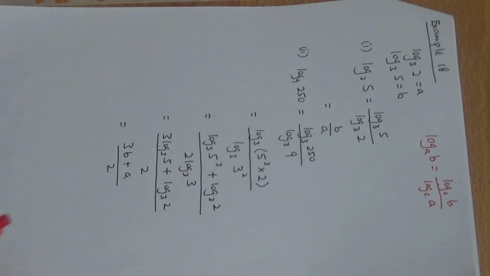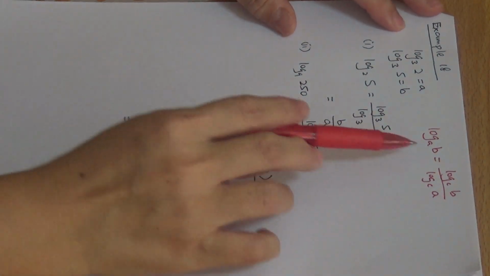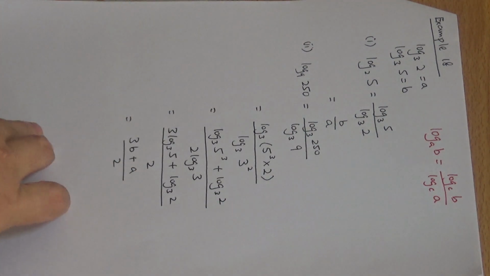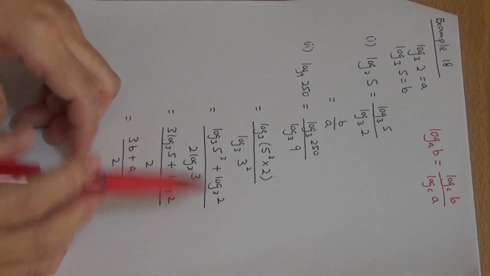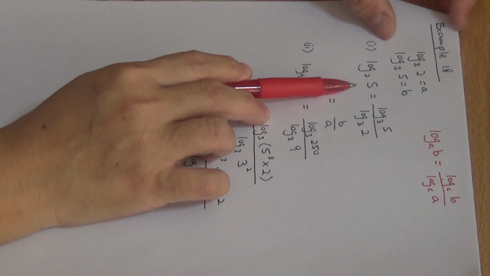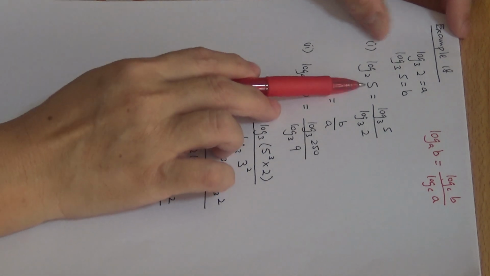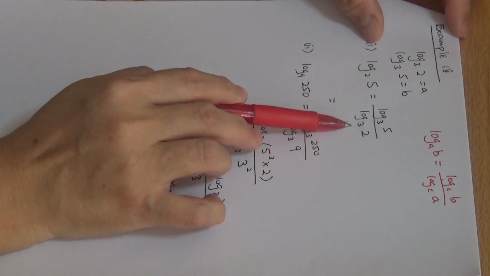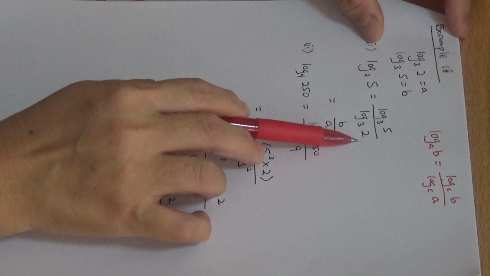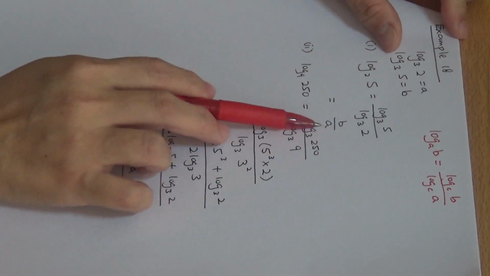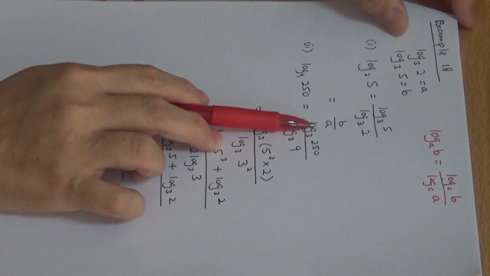Now I'm going on to example 18. I write the change of base law here so that you can refer to it. Log 2 5, they say you are supposed to write this in terms of A and B. If I change it to base 3, I will put 5 on top, 2 below. Now log 3 5 is B and log 3 2 is A, so I replace, so it's B over A.